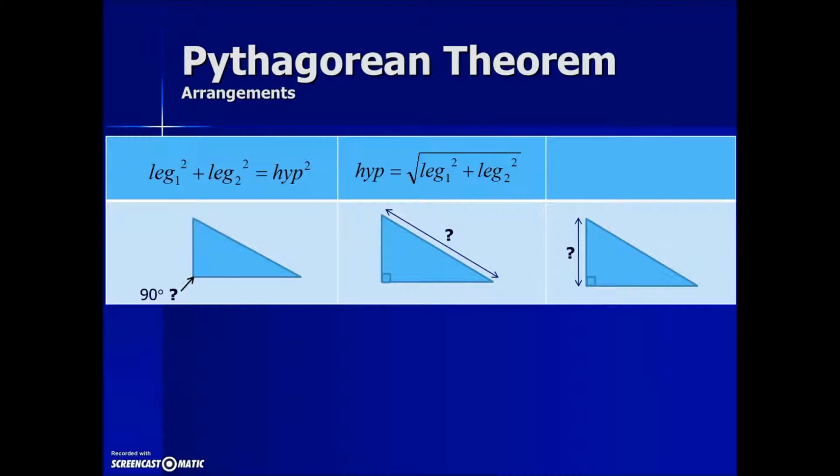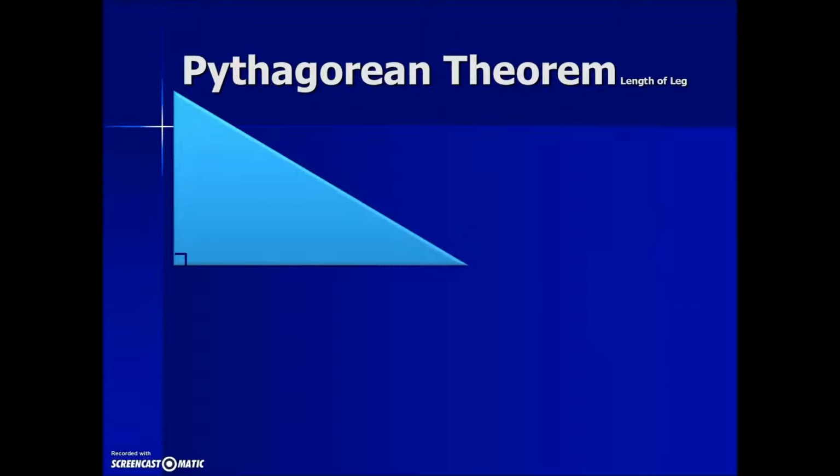The third use for the Pythagorean theorem is to determine a leg length. And here we have a rearrangement of the formula again, where we're solving for one leg, given we know another leg and the hypotenuse lengths. And here's an example of how this works. In this right triangle, we do know the hypotenuse and one of the legs. We're looking for the second leg length.